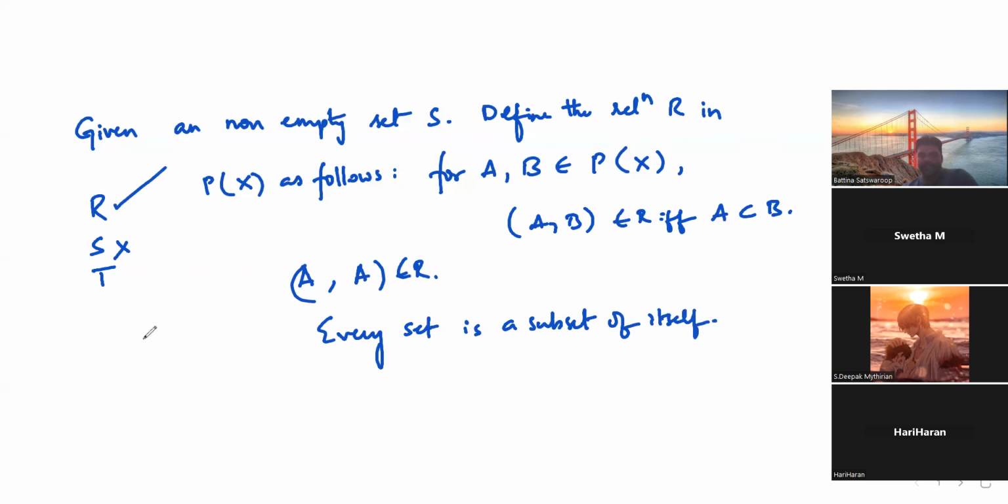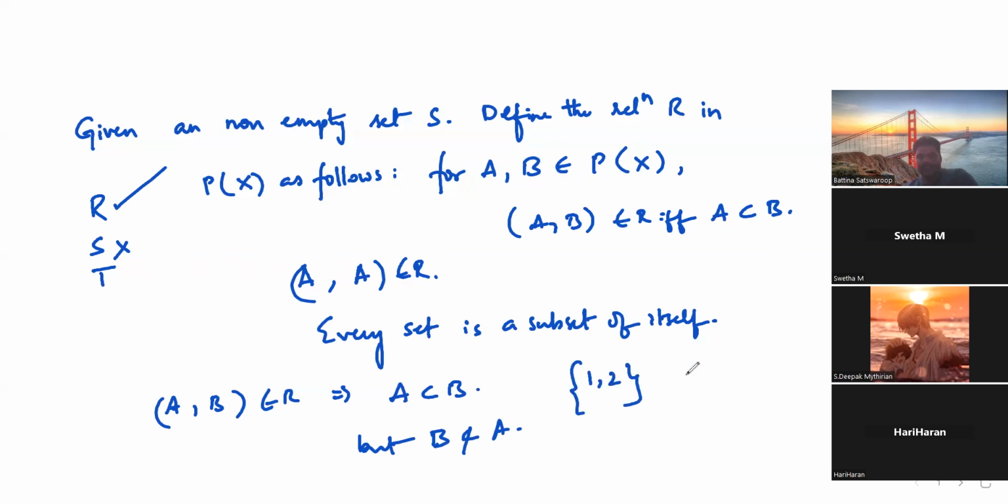Clear. Now coming to symmetric. A, B belongs to R implies A is a subset of B. But B need not be a subset of A. Correct? For example, you take {1, 2}. {1, 2} is a subset of {1, 2, 3}. But {1, 2, 3} is not a subset of {1, 2}. Correct? Yes, sir. So therefore it is not symmetric.